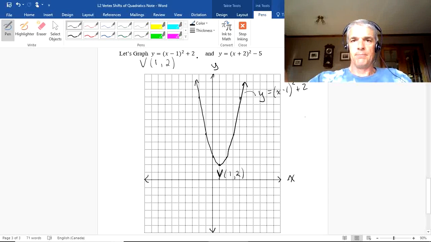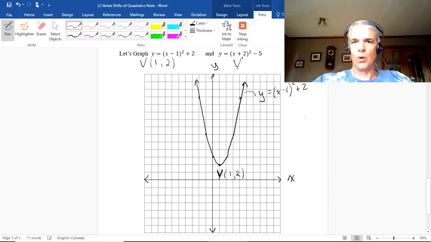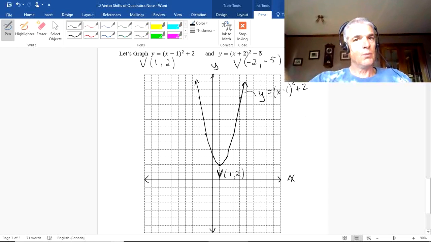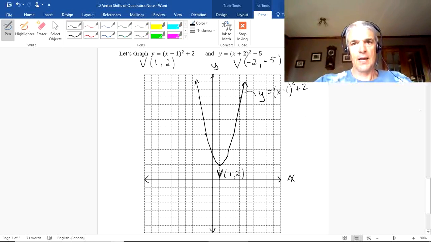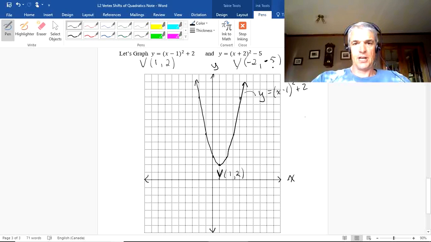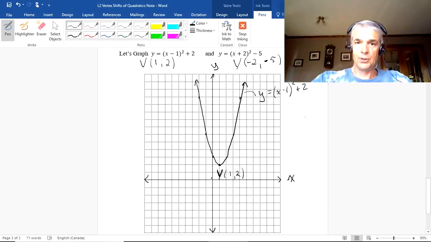Now, let's do the other one, okay? Vertex is going to be, well, not plus 2, minus 2, and my other value doesn't change signs, it's minus 5. So it's really important to remember that the x value comes from in here, but the sign changes, and the y value comes from here, but it just stays the same. It doesn't change. Okay, so now I can plot this vertex. x is -2, and down 5: 1, 2, 3, 4, 5.